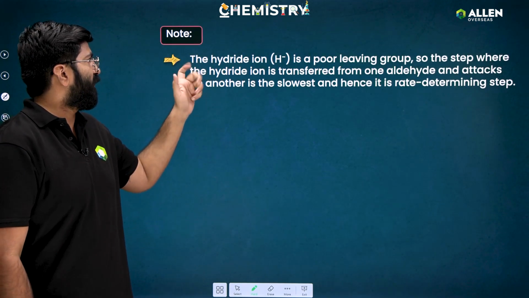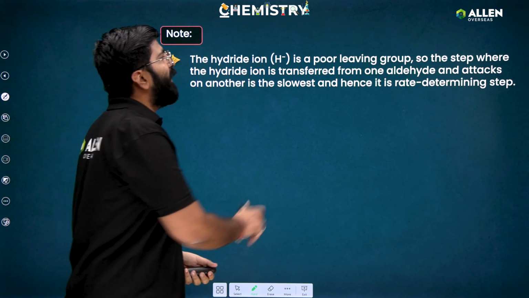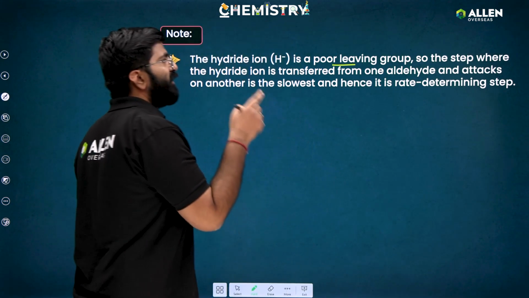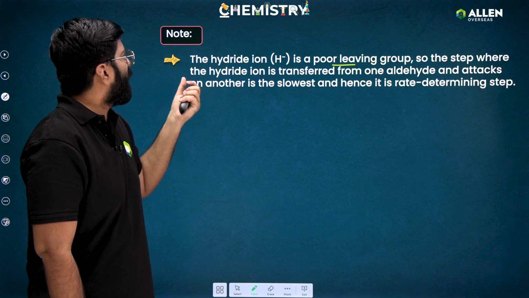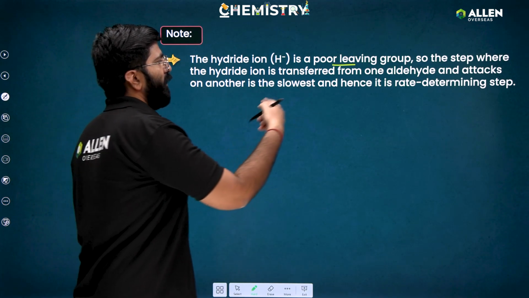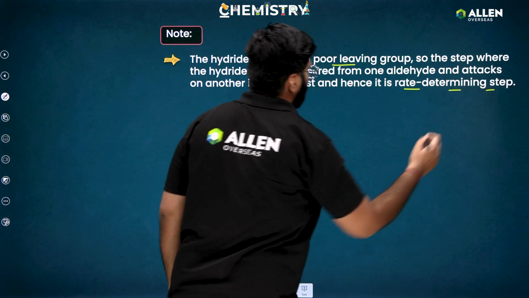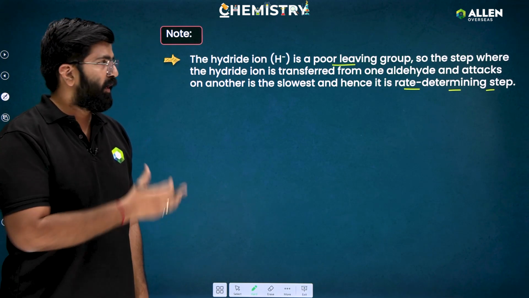If you remember, I also told you that the hydride ion, H minus, is a poor leaving group. So the step where the hydride ion is transferred from one aldehyde to attack another is the slowest, and hence it is the rate determining step. That step is the slowest step, which is why we call it the rate determining step. So now we understood this.